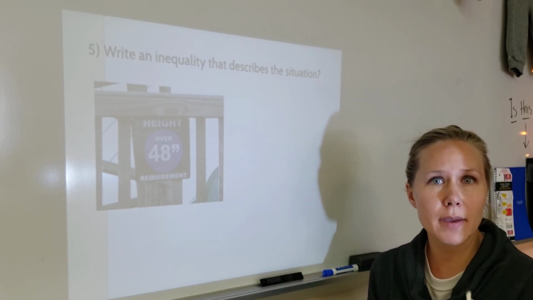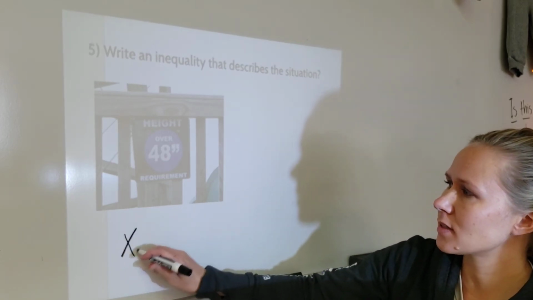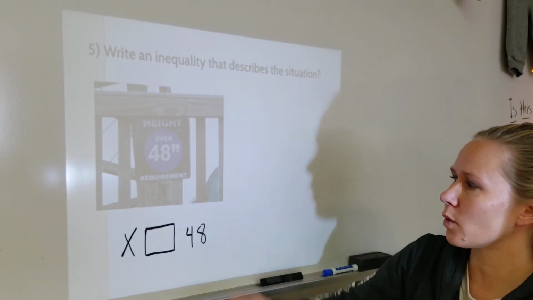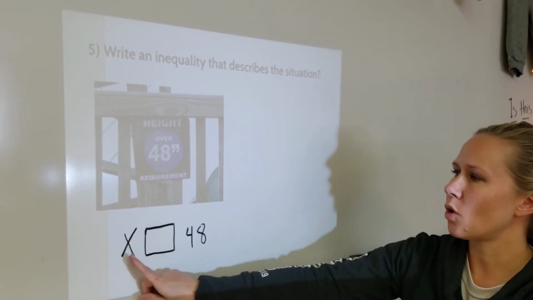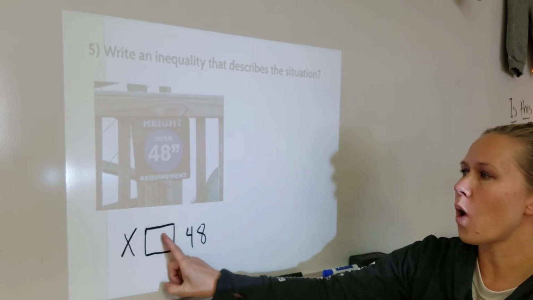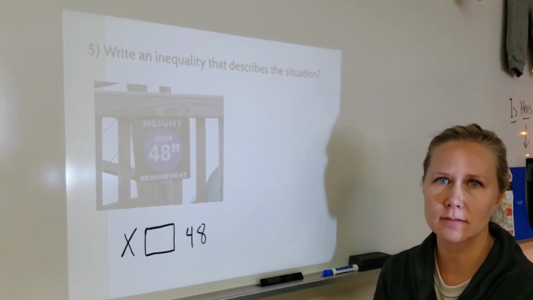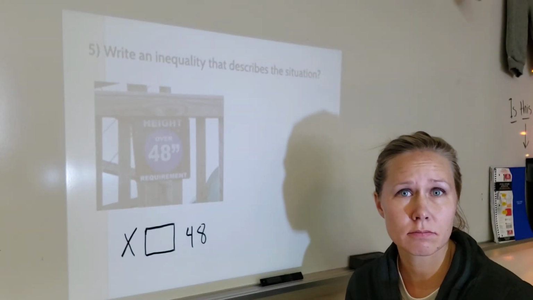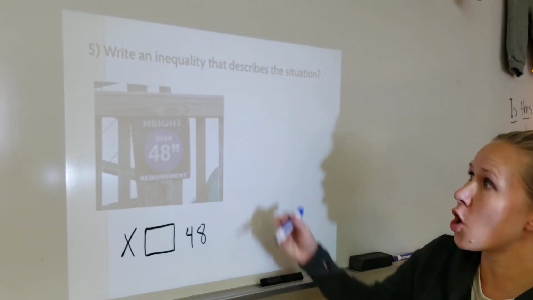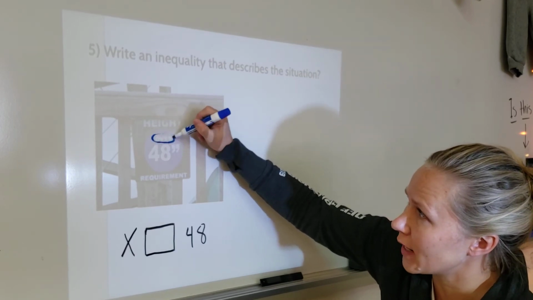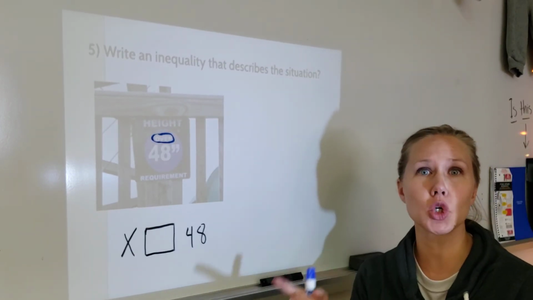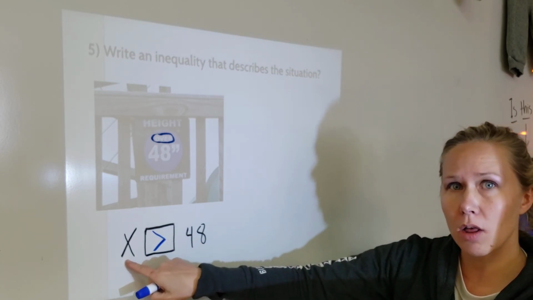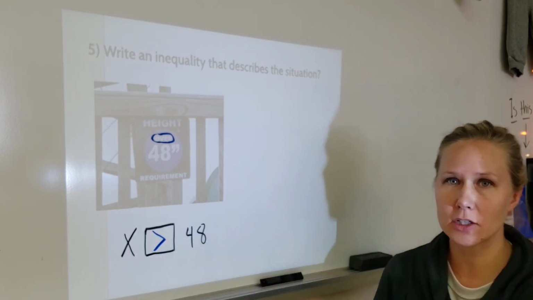How tall do they have to be? So we're going to start off with an X. We want an inequality symbol, and then 48 is the number we're comparing it to. So the riders must be what compared to 48 inches? Could you be 48 inches? No, it says over 48 inches. So you have to be greater than 48 inches. All numbers or all heights greater than 48 inches.